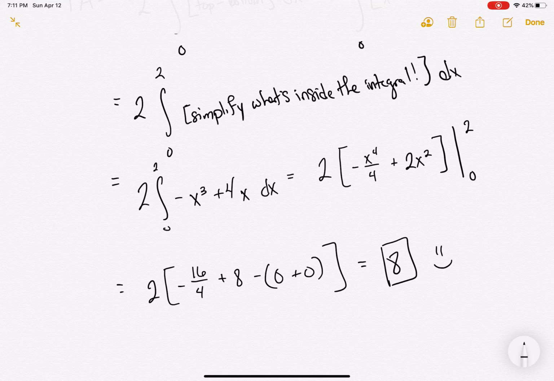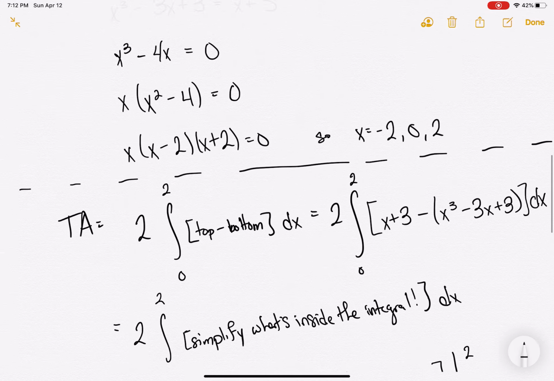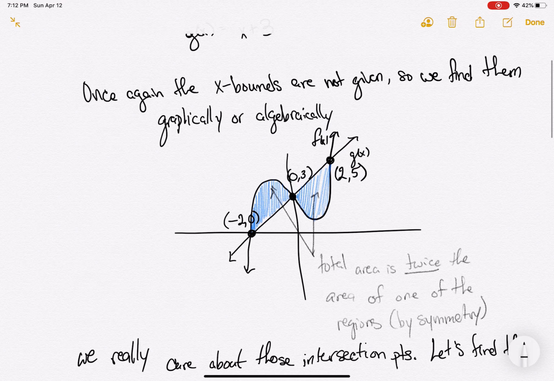Happy day. So check with the book. Look, the book got an answer of 8. Look at that, we did it right. So there you go, it's a nice answer.